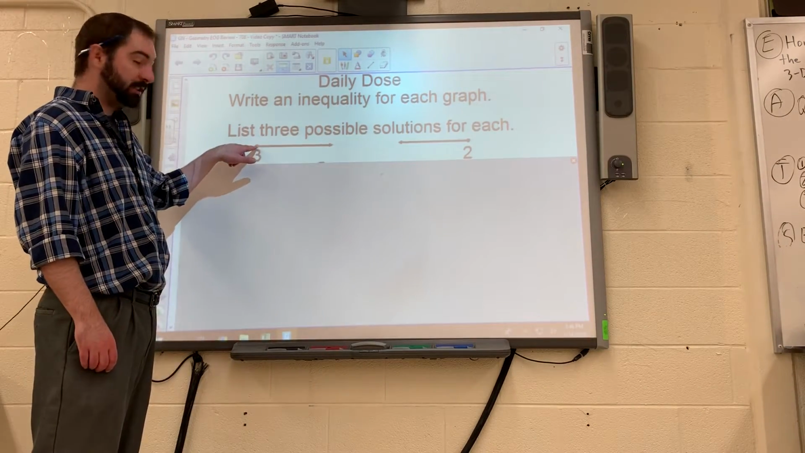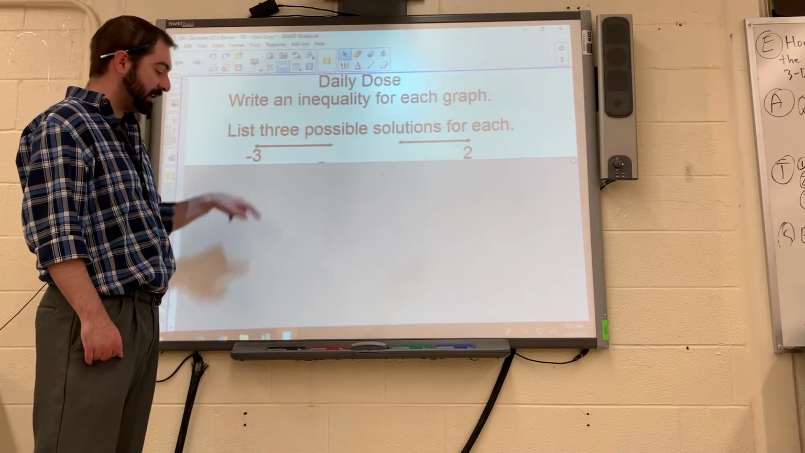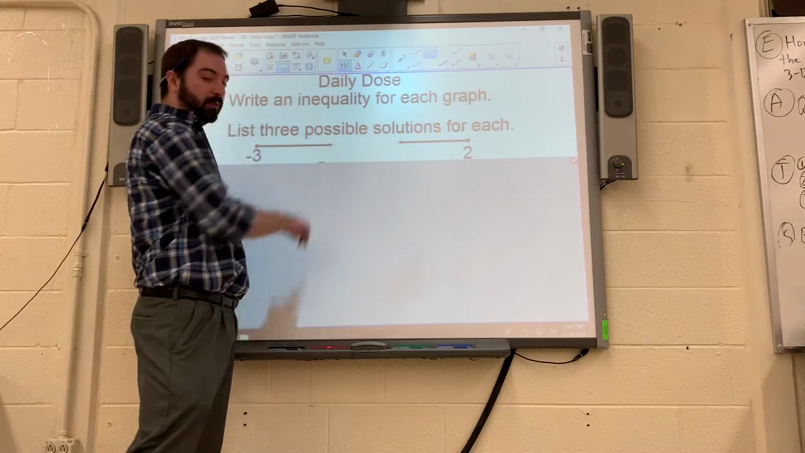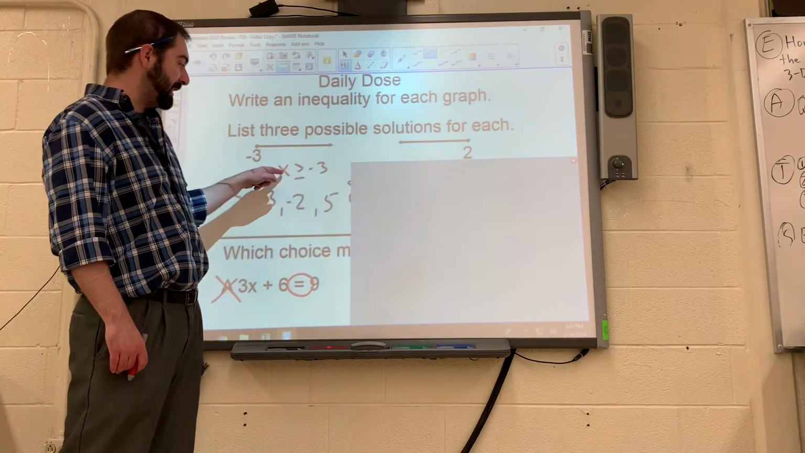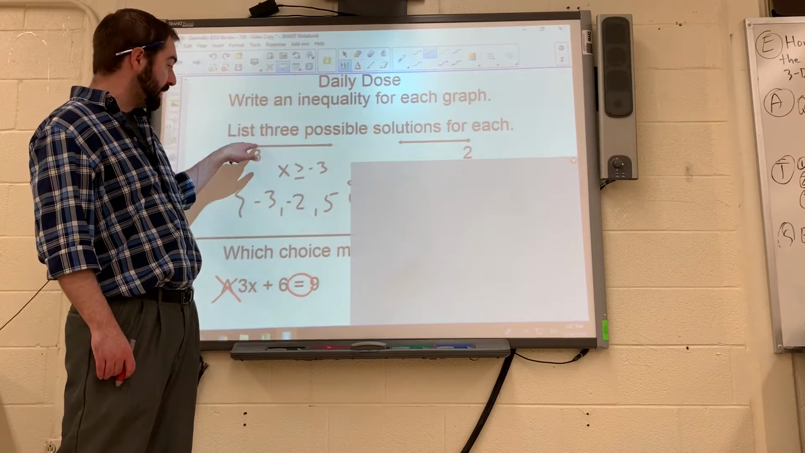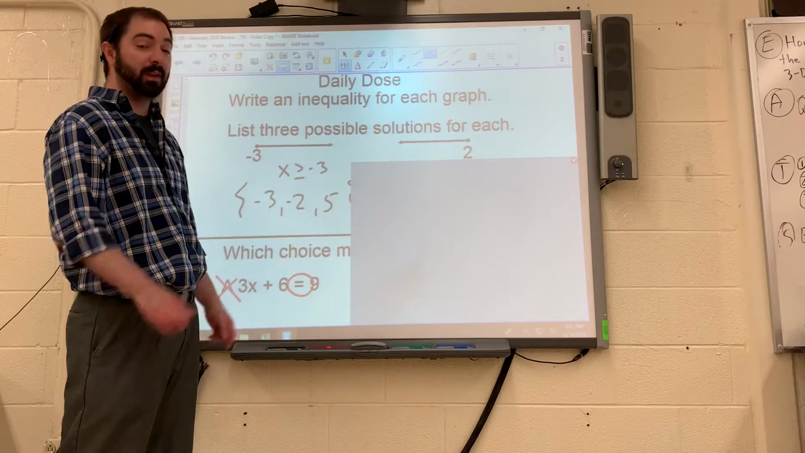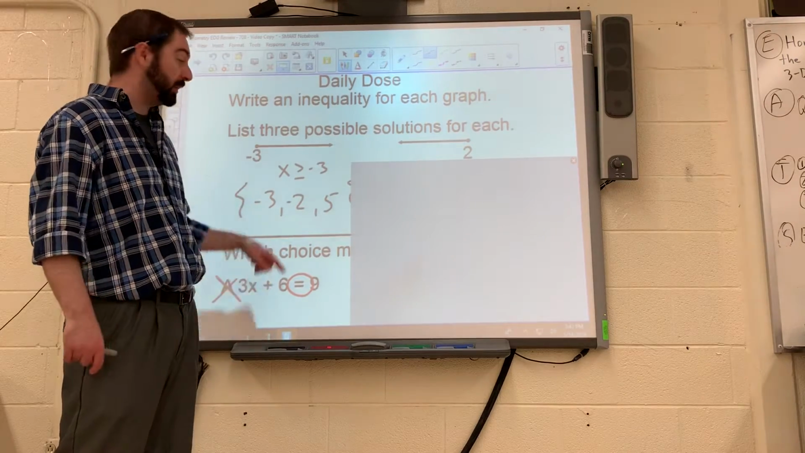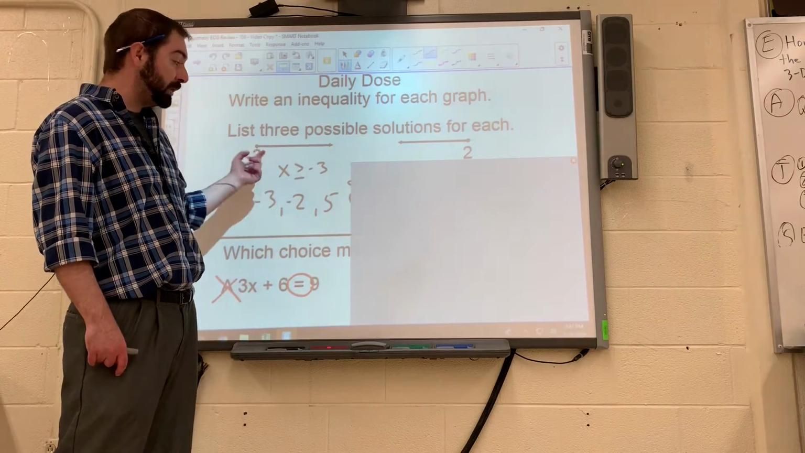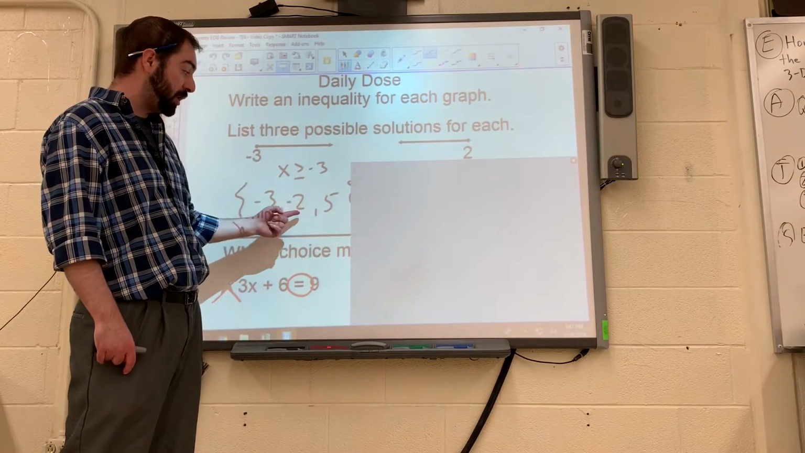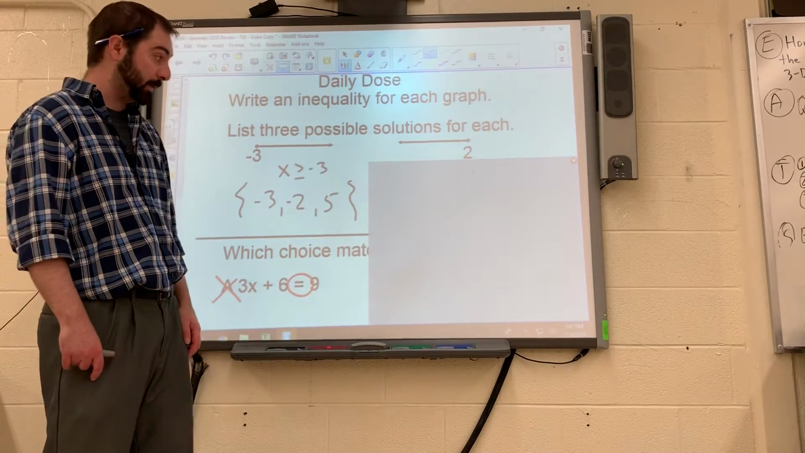First up, I have a dark filled-in circle, so I already know that something is equal to -3. And then I have to think, these numbers to the right are all greater than -3. So right here, I know that x is greater than or equal to -3, because of the closed-in dot. And then any number to the right I could use. Well, the first number that makes that true is -3, because -3 is greater than or equal to -3. -2, to the right of -3, is larger. And then I went +5, because any positive number is greater than a negative number.